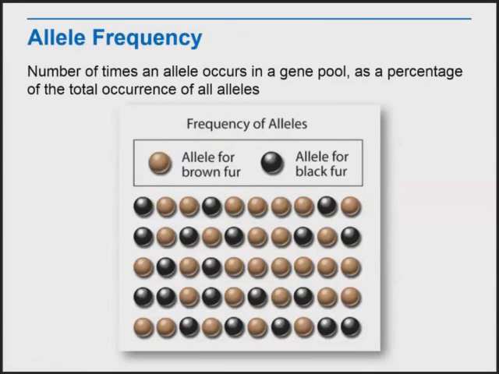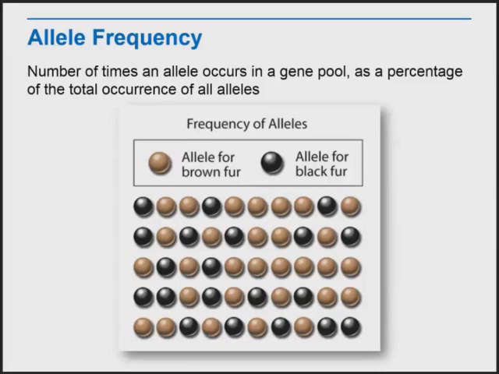Because members of a population interbreed with one another, they share a common group of genes called a gene pool. A gene pool consists of all genes, including all alleles for each gene, that are present in a population. Researchers study gene pools by examining the number of different alleles they contain. Allele frequency is the number of times an allele occurs in a gene pool, as a percentage of the total occurrence of all alleles for the same gene in that gene pool.